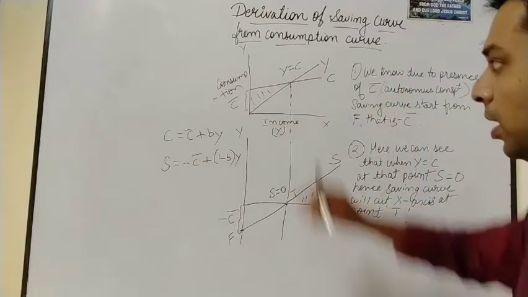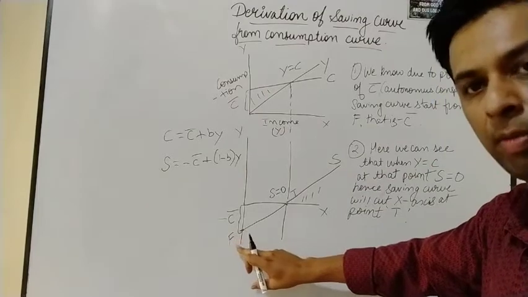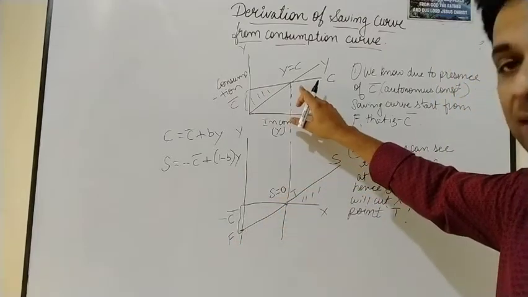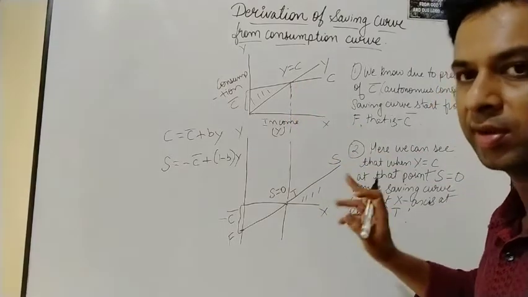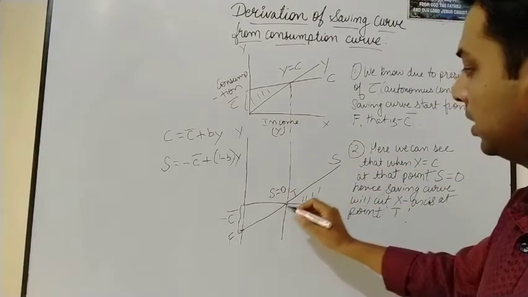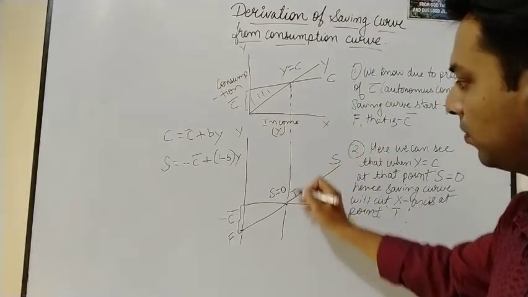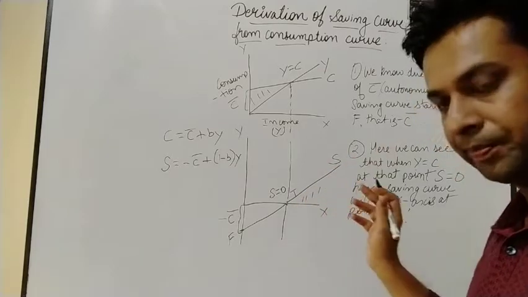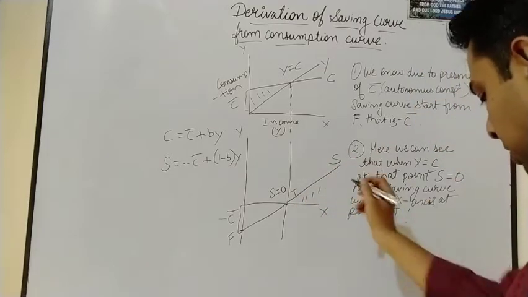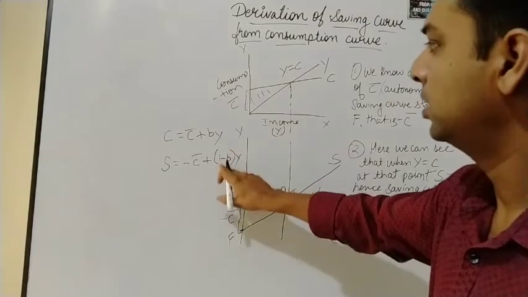So what is the first point? About the consumption curve, due to this autonomous consumption, it is starting from point F. Then due to Y equal to C, that is your break-even point, at that point we know our saving is equal to 0, so it is cutting the x-axis at that point. Make sure that it is perpendicular from here, and this saving curve must cut the x-axis right here. Then the third point will be about this one.